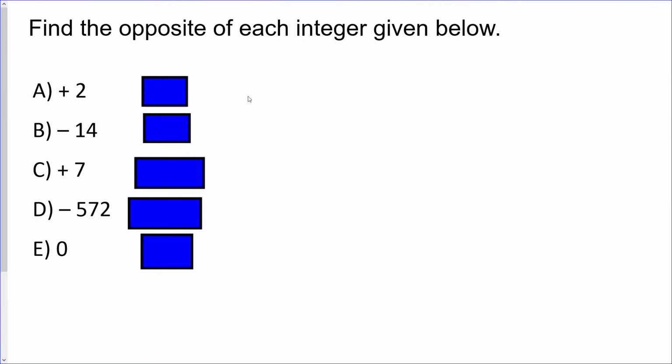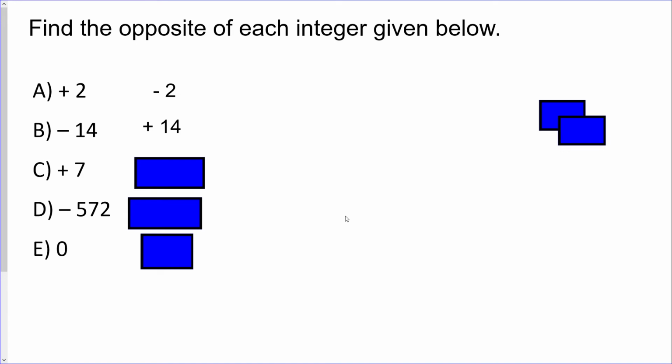Okay, so find the opposite of each integer given below. I think this is on the second page of the note sheet that I wanted you to print off, but you should be able to just write those in there. So the opposite, like I said, is an equal distance from 0 on either side of the number line. What that means is that it's going to have the same numerical value, but the opposite sign. So the number is the same, the sign is flipped. For example, negative 14 would be positive 14.